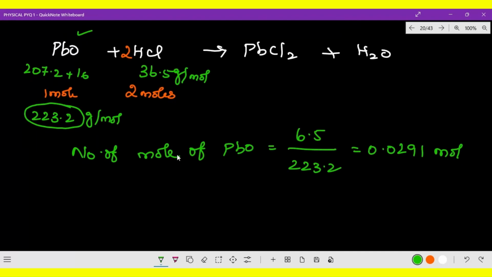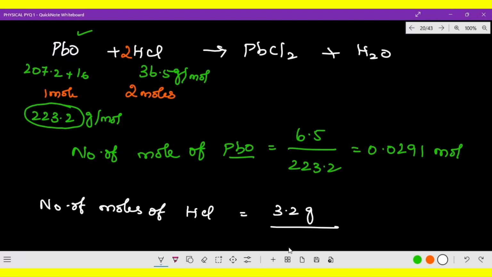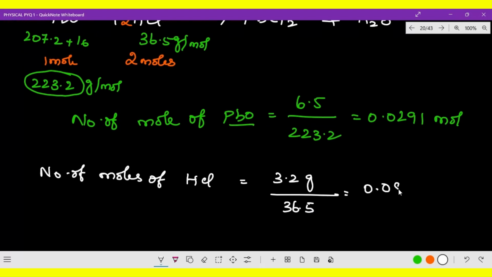Now the next one, number of moles of HCl. Okay, let me write the number of moles of HCl. So that is given mass, 3.2 gram, divided by molecular mass, you know very well, 36.5 gram per mole, right? So you will get the answer, 0.0877, already calculated.